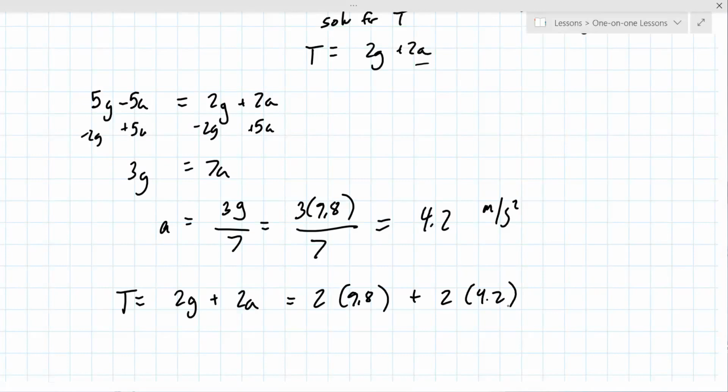And what's the units? Is the tension in newtons? Newtons, because it's a force. So tension equals 28 newtons. That's for A. So now, how long will it take for block A to fall 2.0 meters?